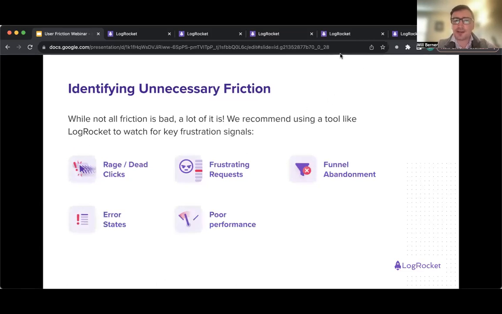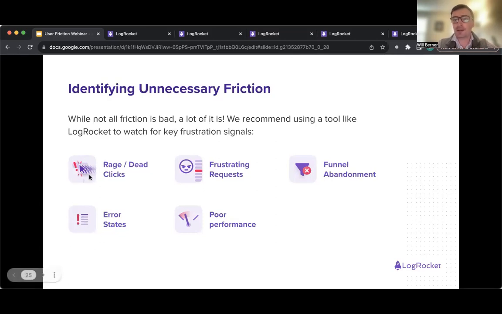So how can we actually identify these instances of user friction? I'd definitely recommend using LogRocket or something similar to it. One of the approaches that we take here is basically looking for a variety of different friction indicators. These are things that a user either does or experiences while they're using your product that is commonly indicative of a frustrating experience.